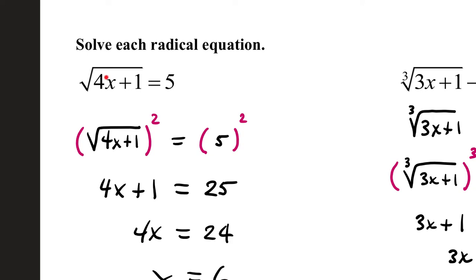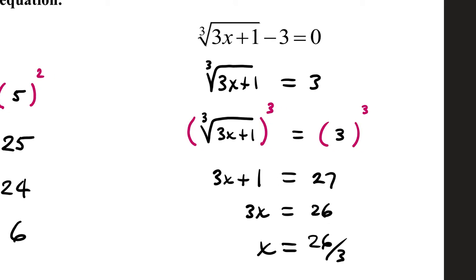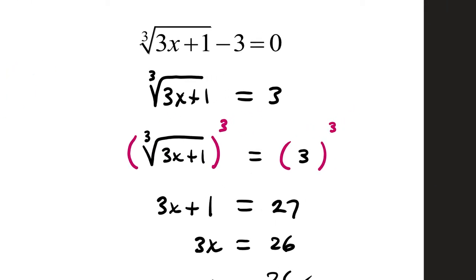Checking your answer, 4 times 6 is 24, plus 1 is 25. Square root of 25 is 5. So that checks out. The next example, we have a cube root radical. It is not isolated yet, so let's add 3 to both sides. That will isolate the radical term.